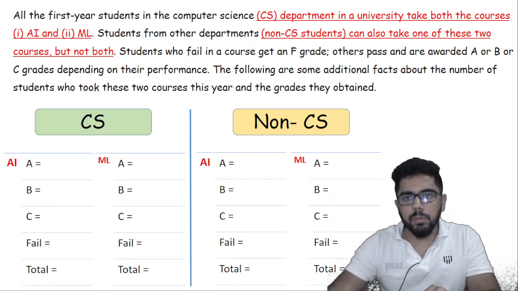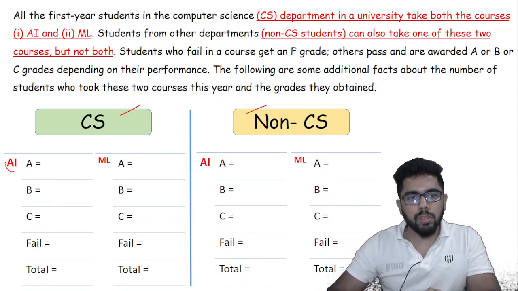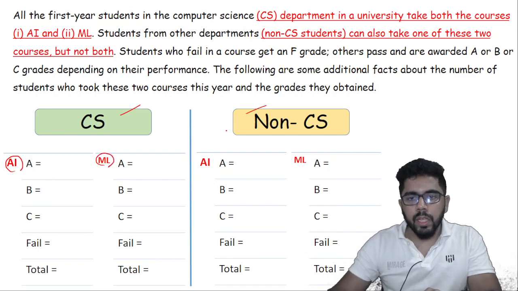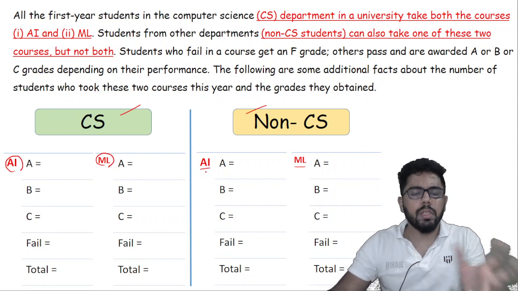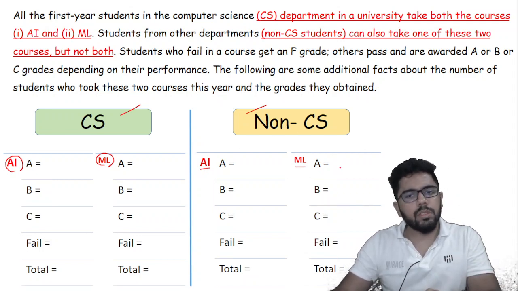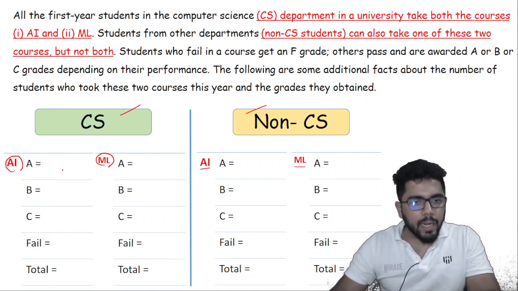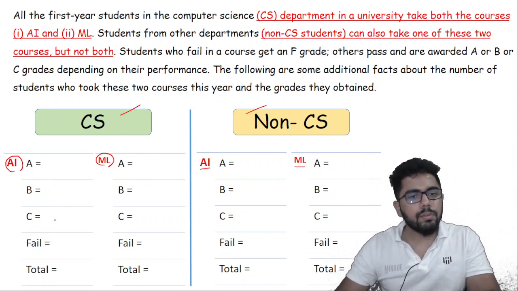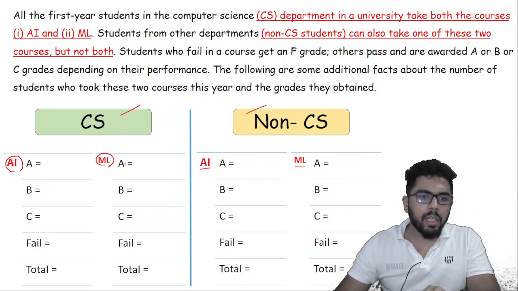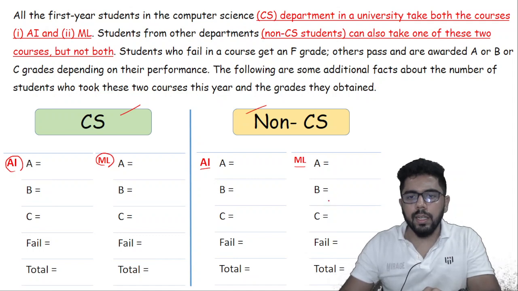So CS department, non-CS department, I am making two categories. In the CS department, they take both the courses AI and ML. In non-CS departments, it is either AI or ML. So some students might be taking AI, some students might be taking ML, but in case of CS departments, all the students take AI and all the students take ML. And as you can see, I have taken 4 different grades, A, B, C, and F. F means fail. In ML also A, B, C, and F, and like that.